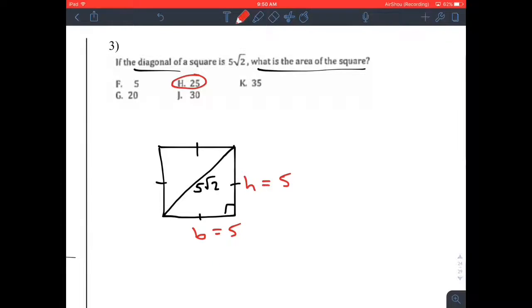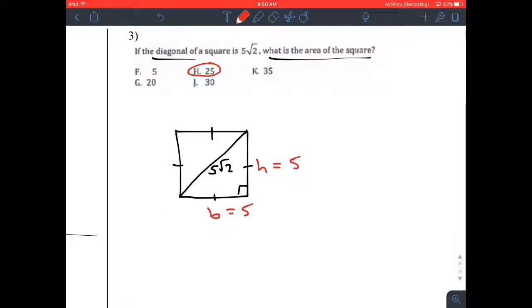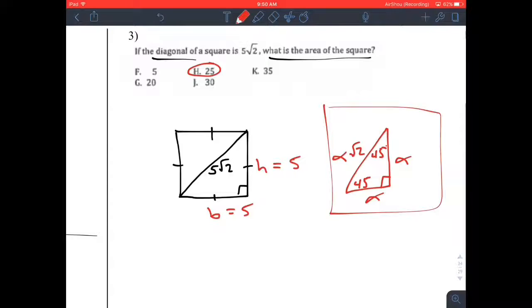So let me explain the special right triangles. And this is extremely important that you write this down and that you memorize it. In every 45, 45, 90 right triangle, whatever the length is, opposite the 45s have to be the same. We're just going to call that alpha. Whatever's opposite 90 is whatever's opposite 45 times the square root of 2. This is true in every 45, 45, 90 right triangle.